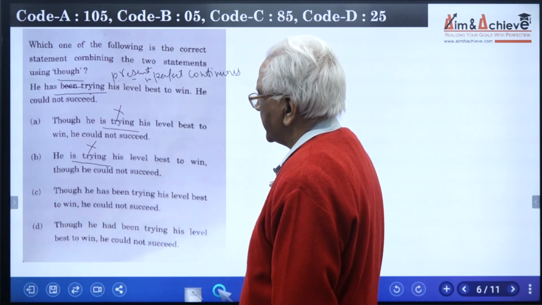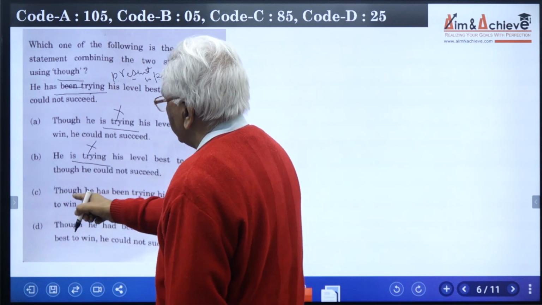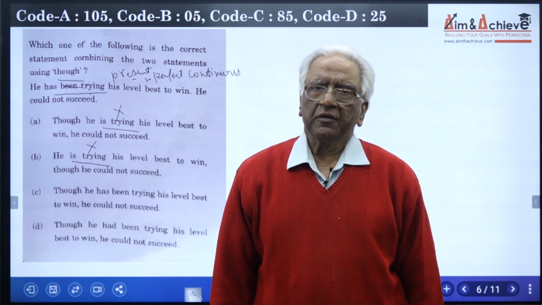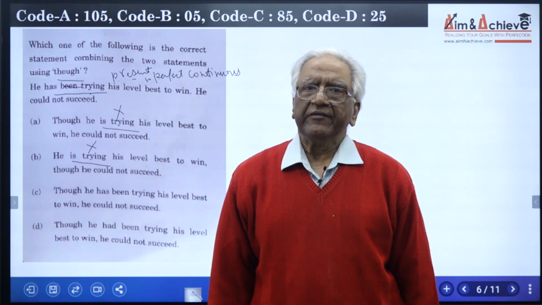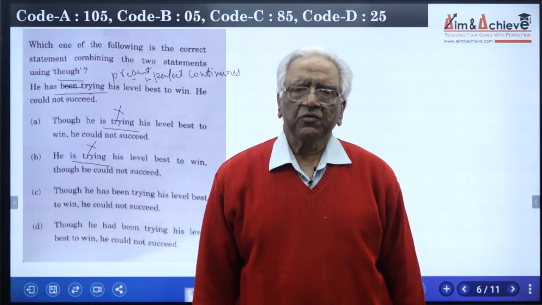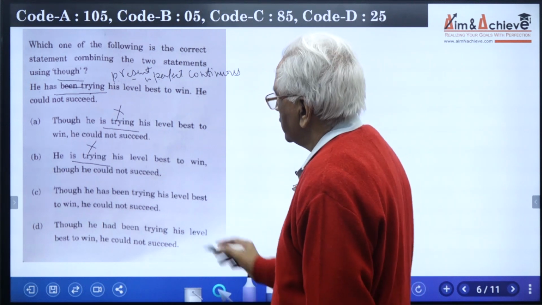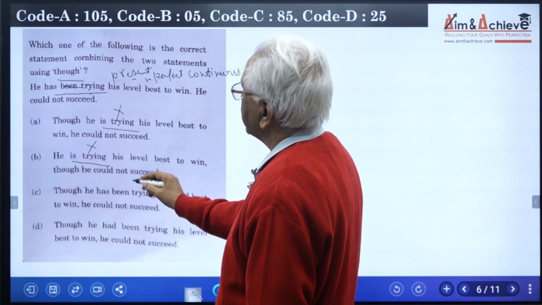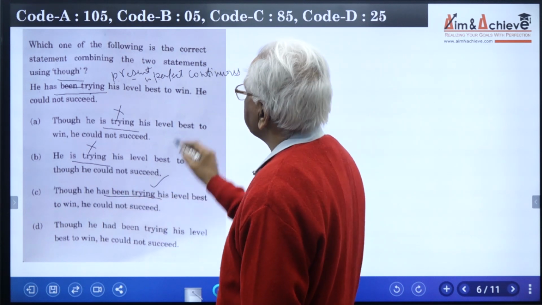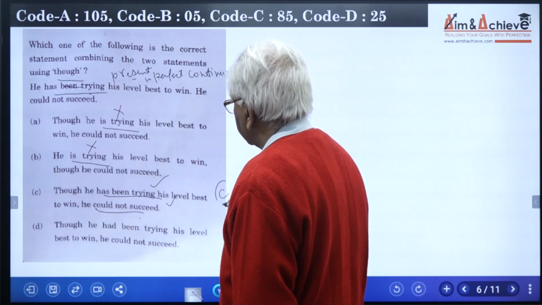Now read the next part. Though he has been trying his level best. Whether we say though incidentally, or whether we say even though, or we say although, the three expressions though, although and even though are all grammatically correct. This question relates to though, so to start the sentence by using though is correct. Though he has been trying his level best, has been trying is written here, has been trying is also there. There is a tense match. He could not succeed. He could not succeed. This is also right. That means option C is right.